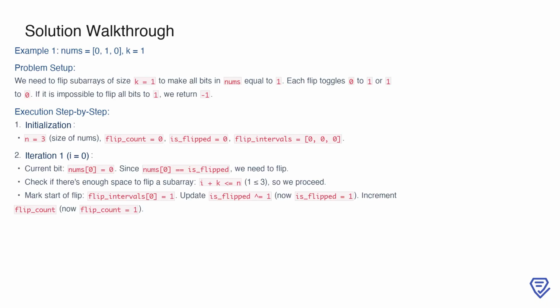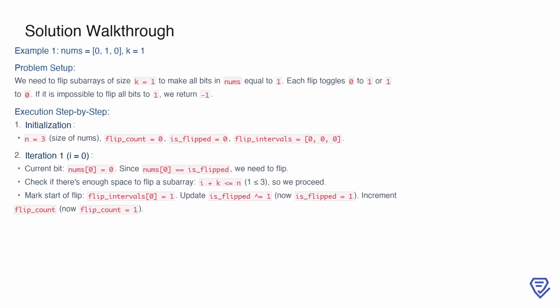In this example, we are given the array nums equals 0, 1, 0, and k equals 1. Our goal is to flip subarrays of size 1 such that all elements in nums become 1. For each flip, a 0 becomes 1, and a 1 becomes 0. If it's not possible to make all elements 1, we return -1.